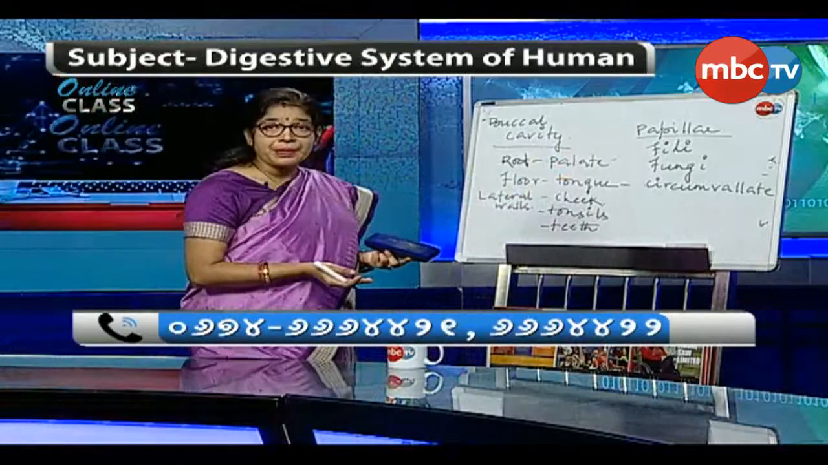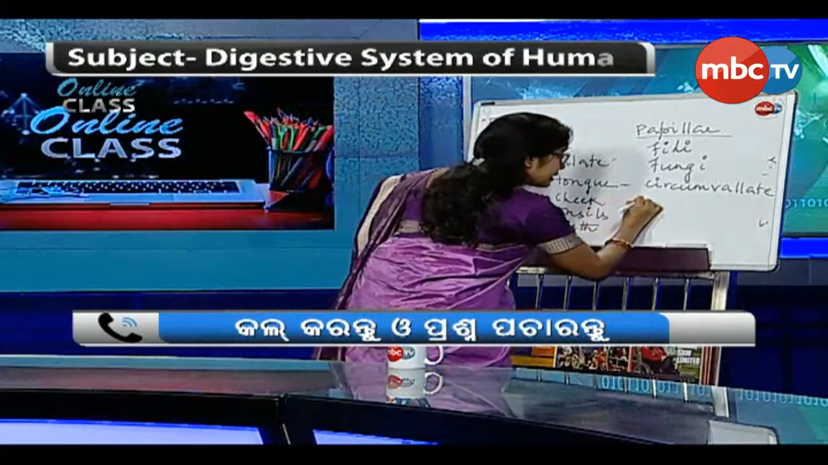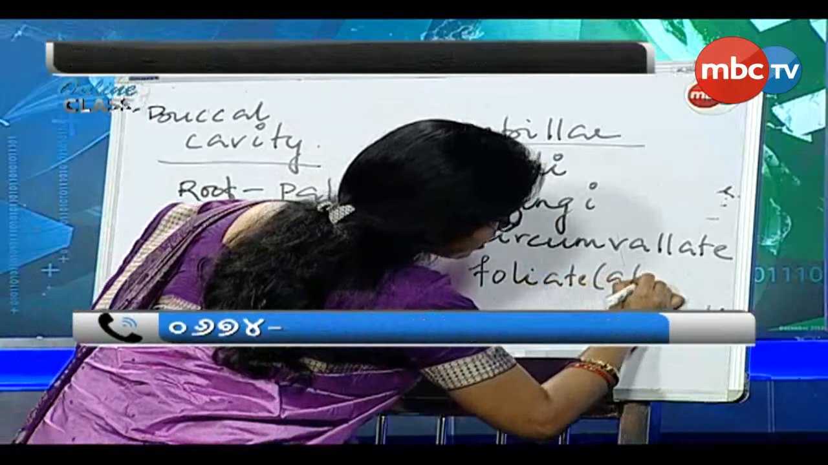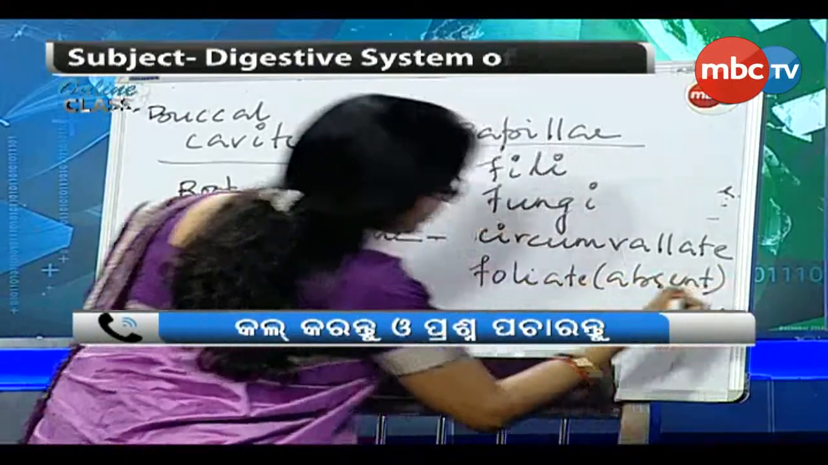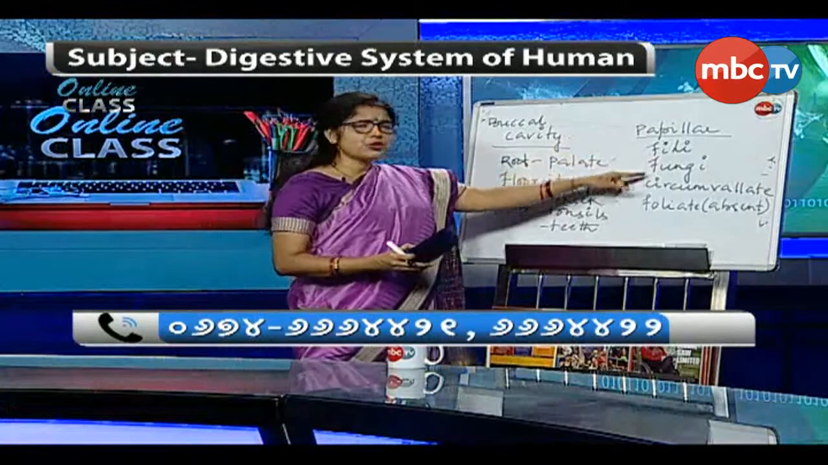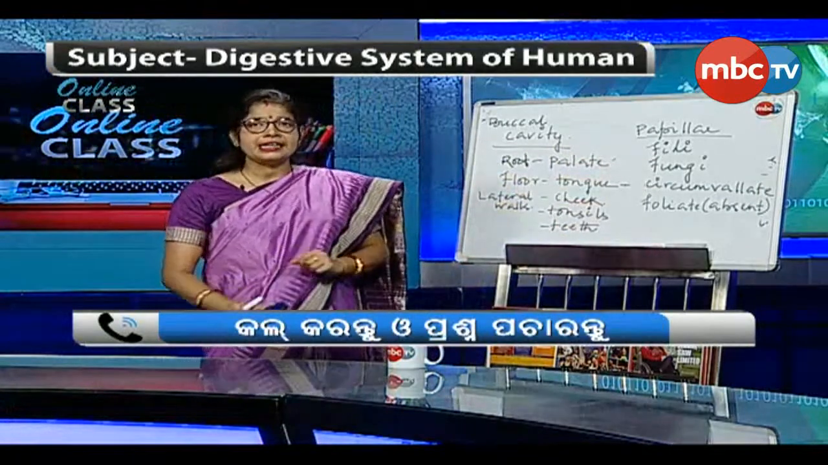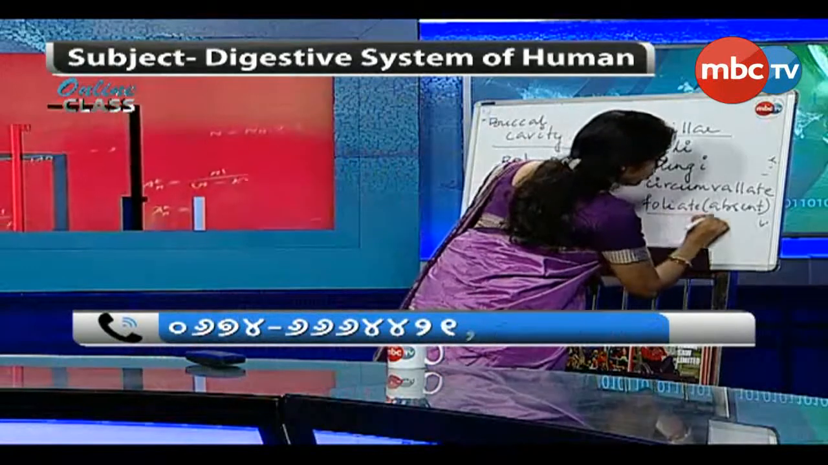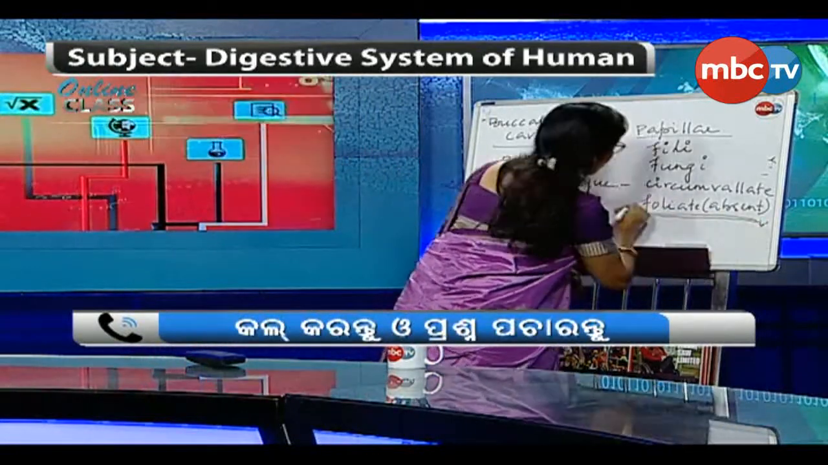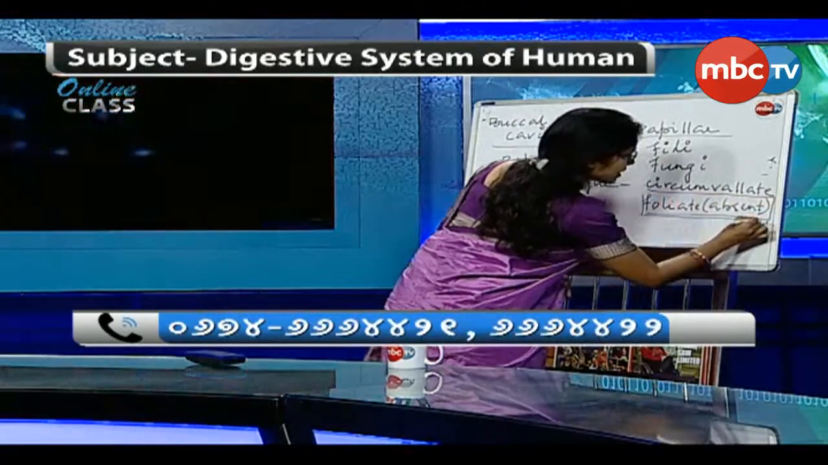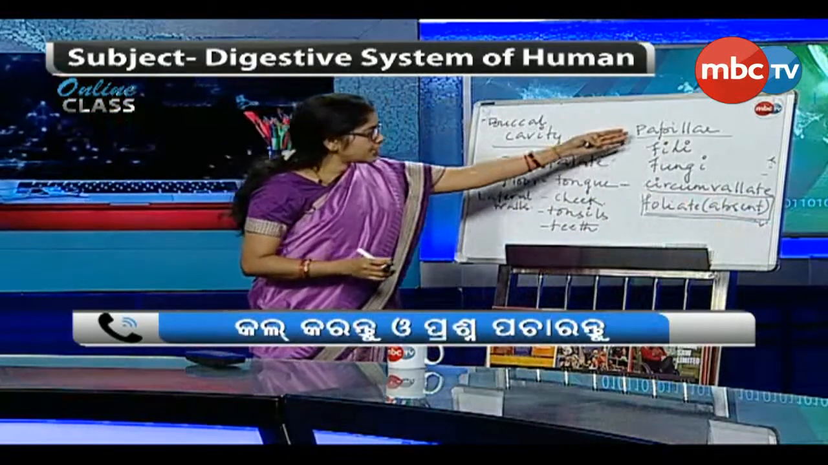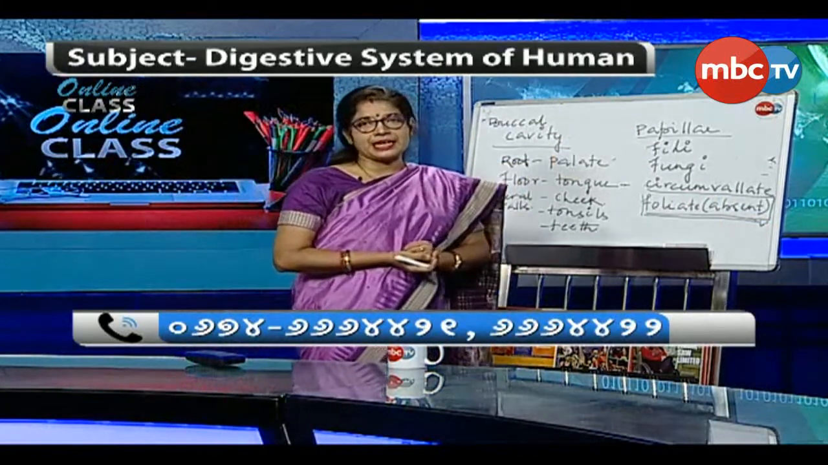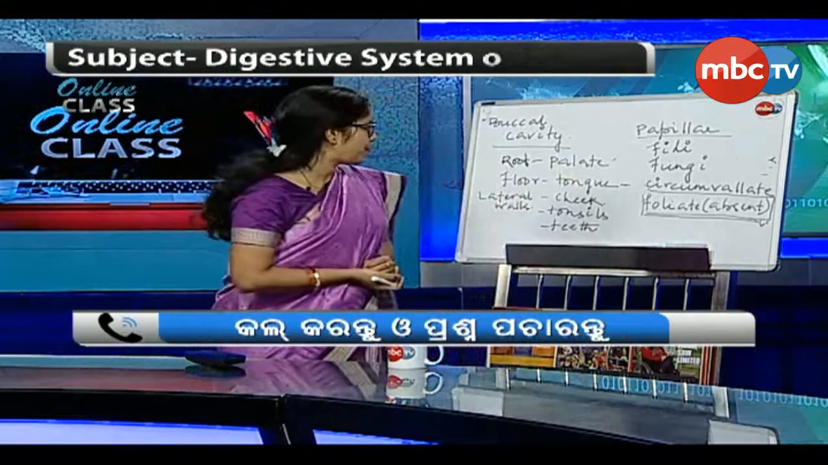Except these 3 types, there is another papilla, that is foliate, but it is absent in humans. It is not present in humans. So let's ignore this one because it is absent in humans, and consider these 3 types of papillae. First one is the filiform papillae. What is the position of the filiform papillae?